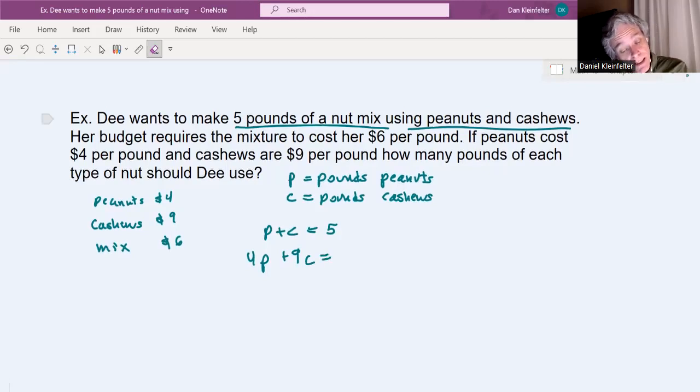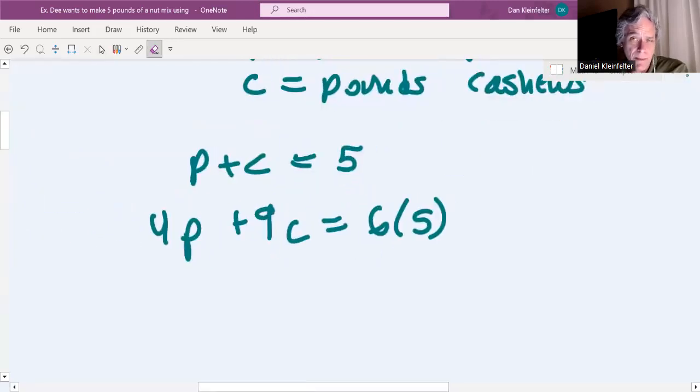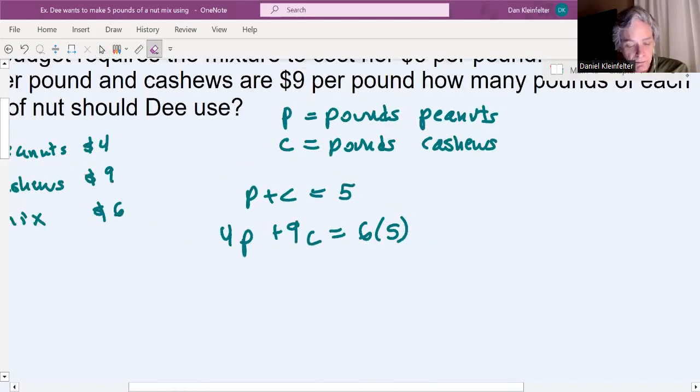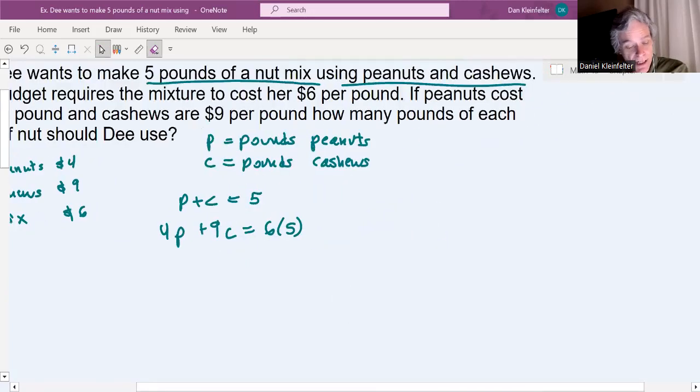So her mix is going to cost $6 a pound, and she's making 5 pounds, so that's 6 times 5, or 30. I realize 6 times 5 is 30, but this time I just felt like leaving it unmultiplied so that you could see that it was a dollar amount per pound times pounds, dollar amount per pound times pounds, and then dollar amount per pound times pounds. The structure is kind of uniform all the way across. Okay, so this will be our system of equations.